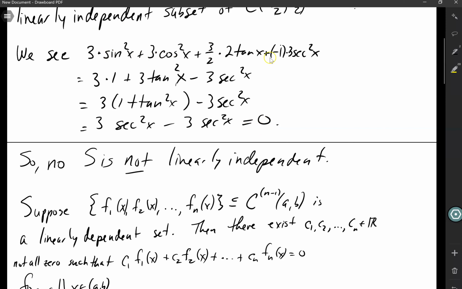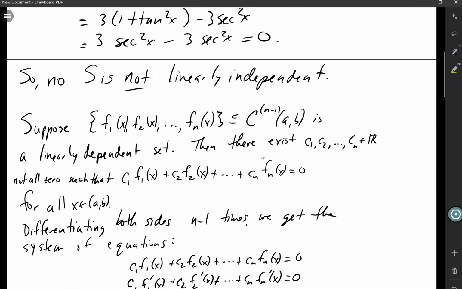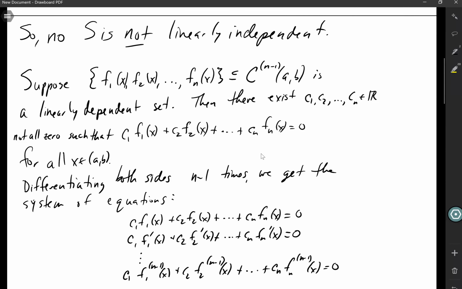That's why this was linearly dependent. It's not for some specific values of x, it's for all values of x. All right, so notice that if this is true for the original functions, if we differentiate both sides, it'll still be true, right? Because the derivative of the sum is the sum of the derivatives, and the constants just pull out for your derivatives, and the derivative of 0 on the right-hand side is also 0.